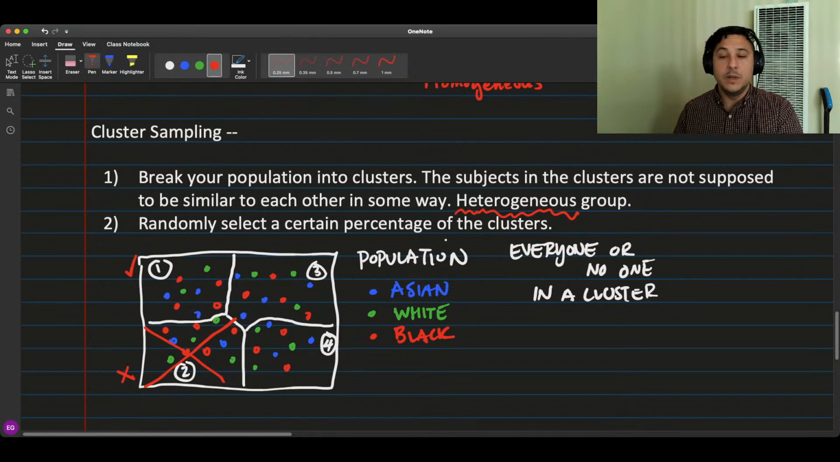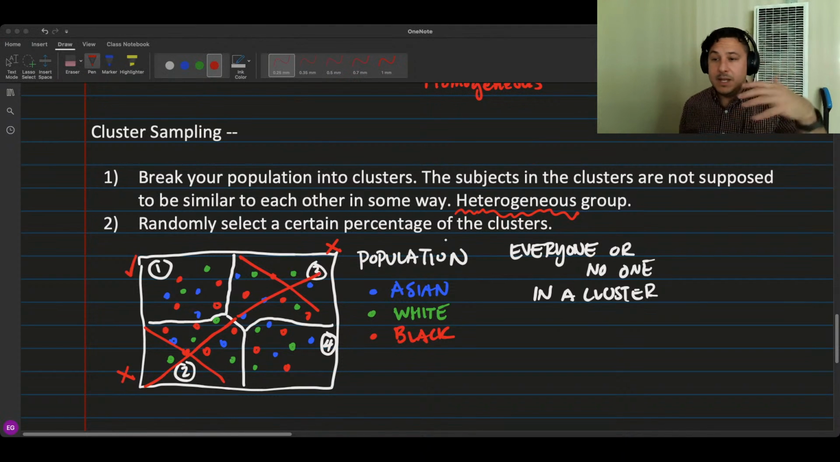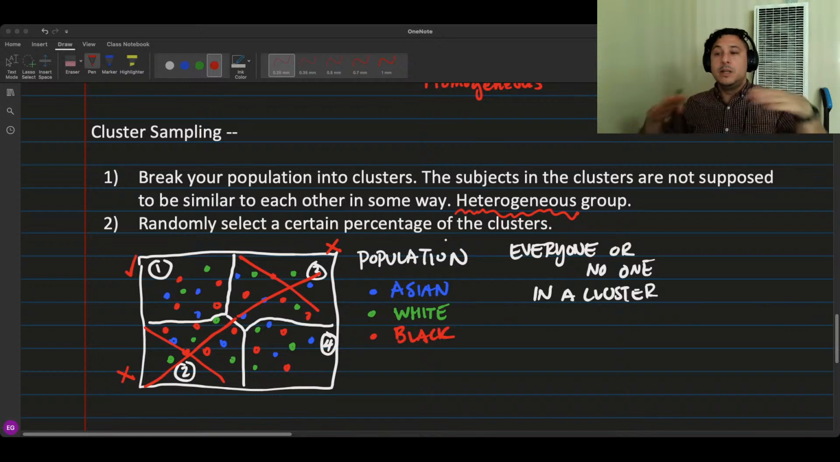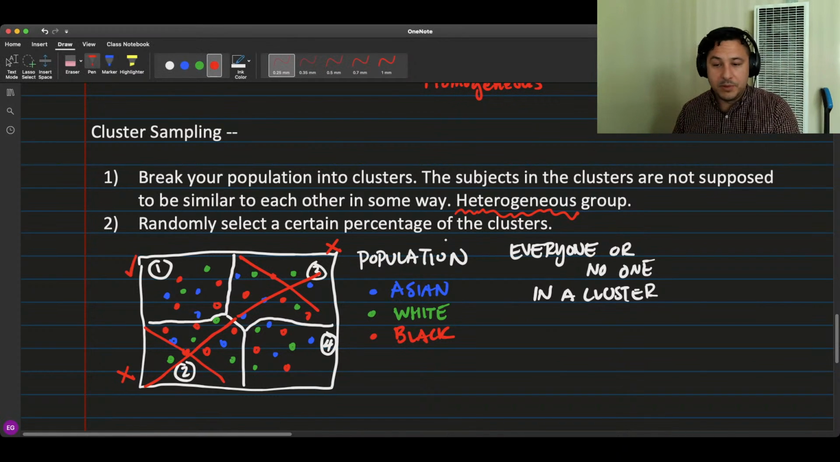And then you would keep on doing this process. You'd flip a coin for cluster 3, let's say it comes up tails again, you would throw out everything from cluster 3. So does that make sense? Because clusters 2 and 3 are not included, you don't get anyone from those. But because cluster 1 was included, you get everybody in that cluster. And then let's say you flip a coin and cluster 4 is in, you get everybody in cluster 4.